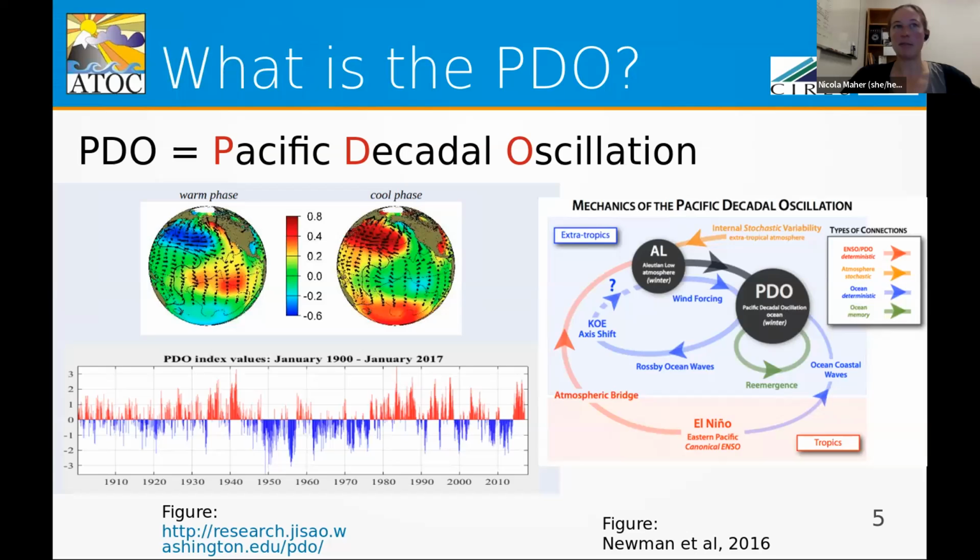On the right, you can see a figure that shows the mechanisms behind the Pacific Decadal Oscillation. It's forced by wind forcing and atmospheric forcing, as well as ocean reemergence. And there is a component that is related to ENSO itself, meaning the two modes are not completely independent.